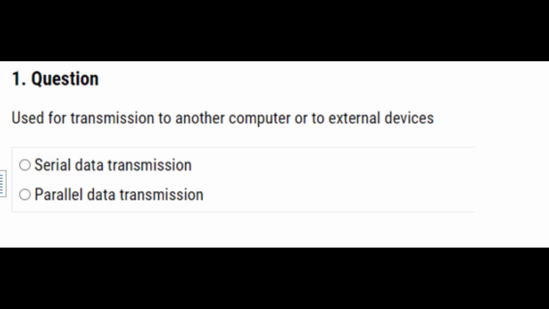Okay, the first question: which of these methods is used for transmission to another computer or to external devices? Serial data transmission or parallel data transmission? Obviously in this case the answer is serial data transmission, because we're speaking about long distances, and serial data transmission is a perfect method for doing this.